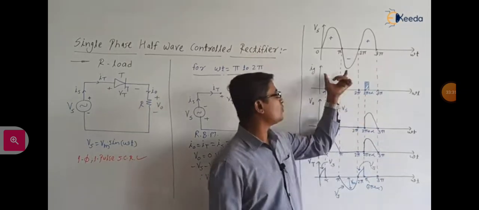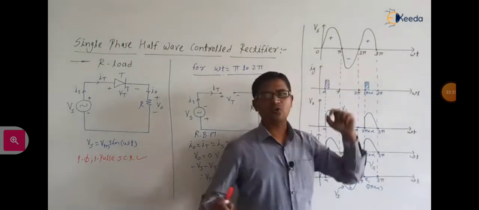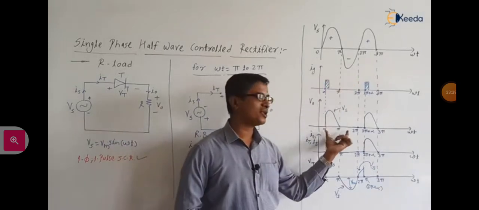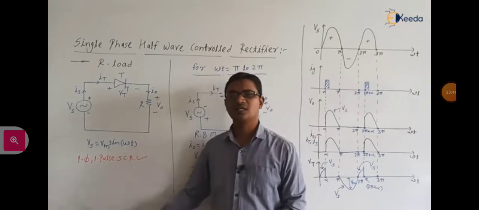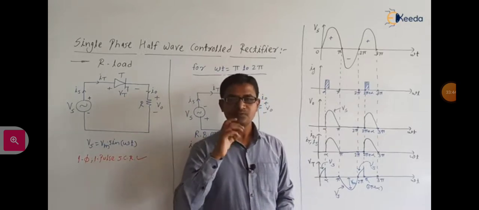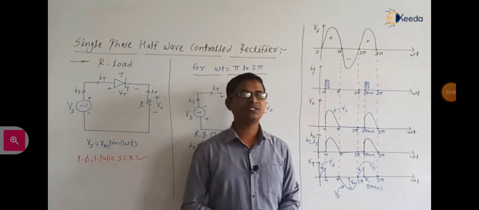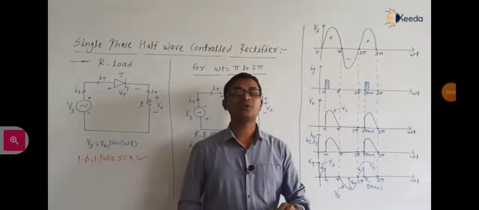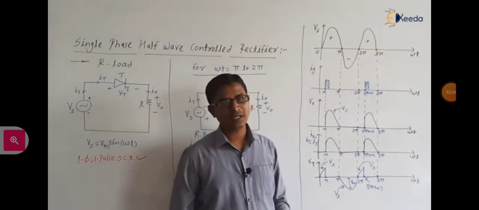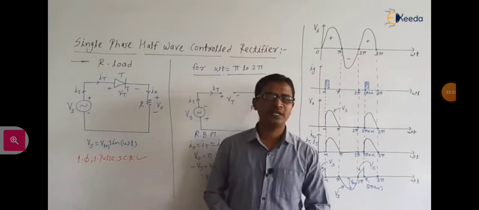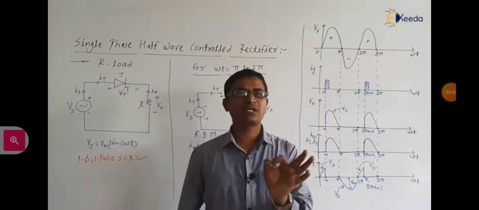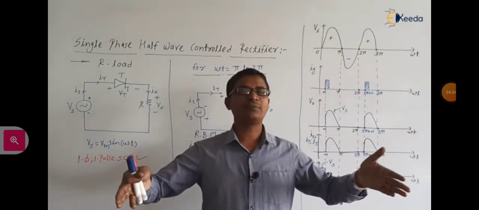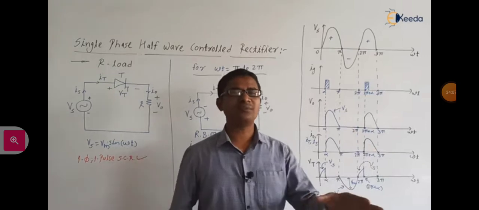Single phase means we have one input cycle, and corresponding to one input cycle, in the output we are getting only one pulse. That's why it is a single phase single pulse SCR. Next, suppose the input supply frequency is 50 hertz, then what will be the output pulse frequency? Input supply frequency of 50 hertz means the input supply is completing 50 cycles in 1 second. So that is the meaning of 50 hertz.